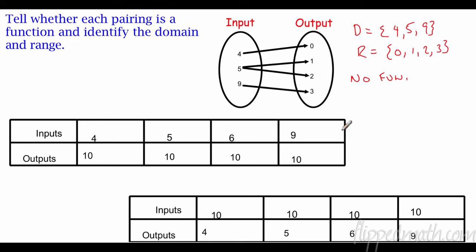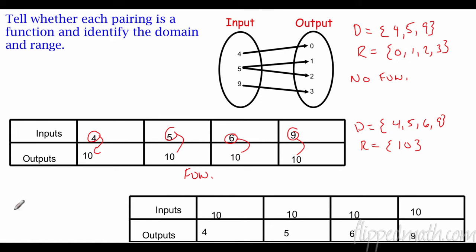Let's go down here, find our domain and our range. So our domain, all inputs, 4, 5, 6, 9. Let's go to our range, 10. I only need to write it once. So now, is it a function? Well, again, the question is, does each input go to only one output? 4 goes to 10. 5 only goes to 10. 6 only goes to 10. 9 only goes to 10, so indeed this is a function. For every input, there's only one output.